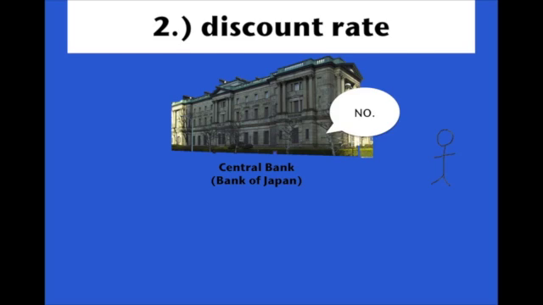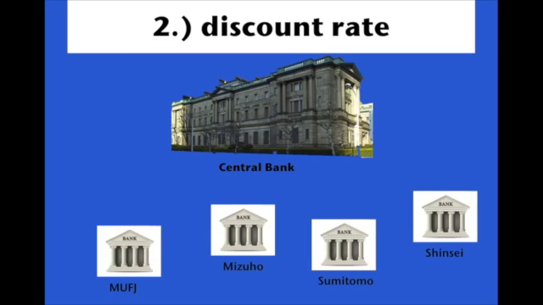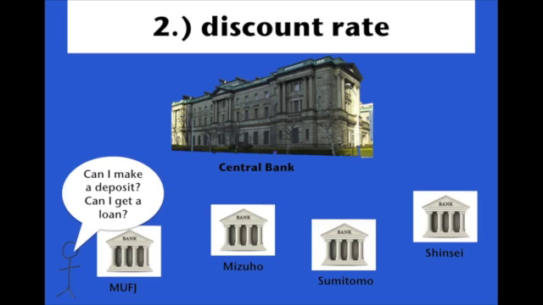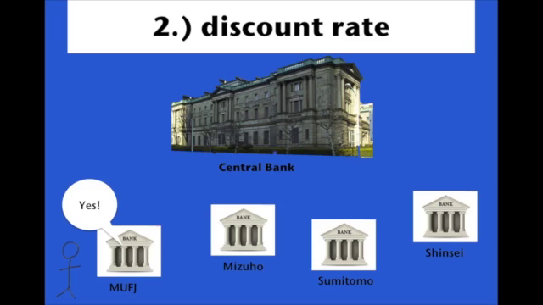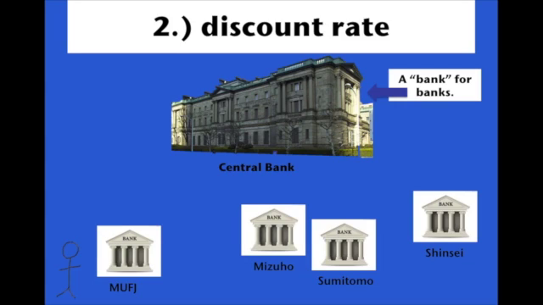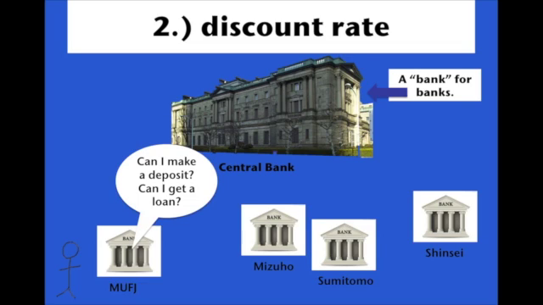If we want to make a deposit or get a loan, then the banks we do our banking at are called commercial banks. In Japan, these include Mitsubishi UFJ, the Mufg, Mizuho, etc. In the U.S., the commercial banks would include Wells Fargo, Bank of America, etc. So we make deposits and get loans from commercial banks, but what about banks? Where do they keep their funds? Or if they want to borrow money, where do they borrow money from? That's what a central bank is for.